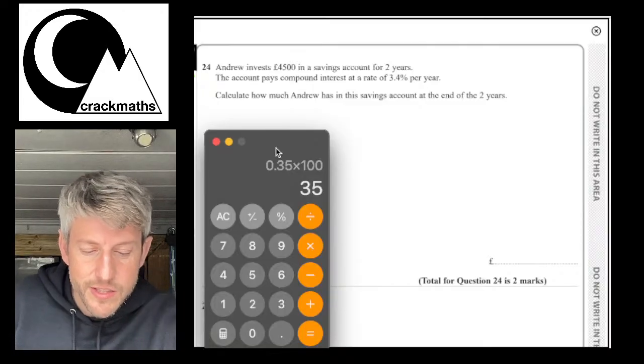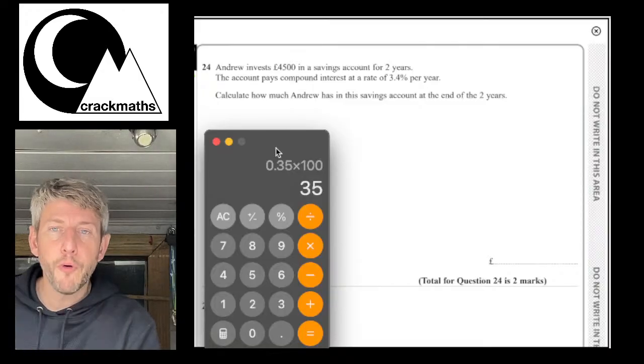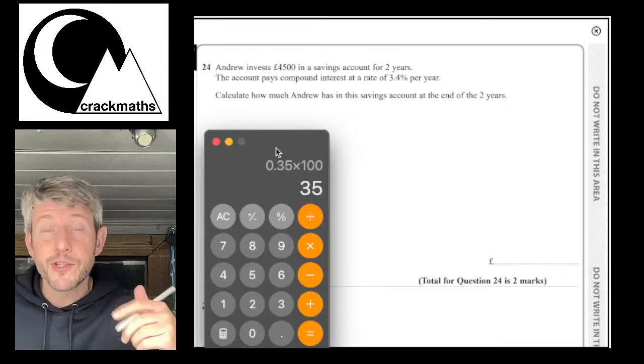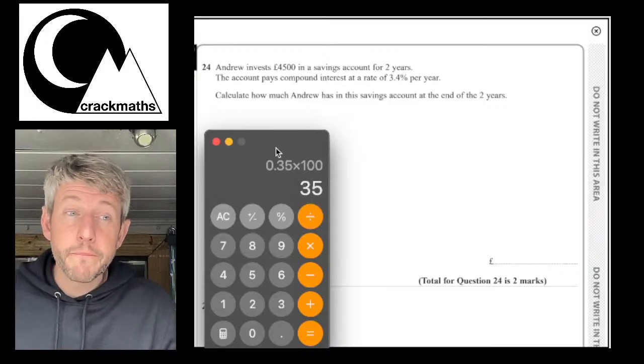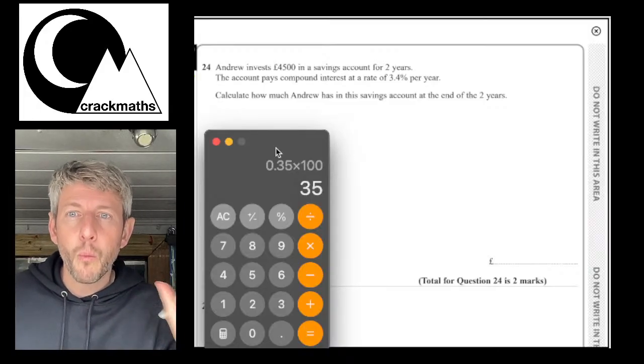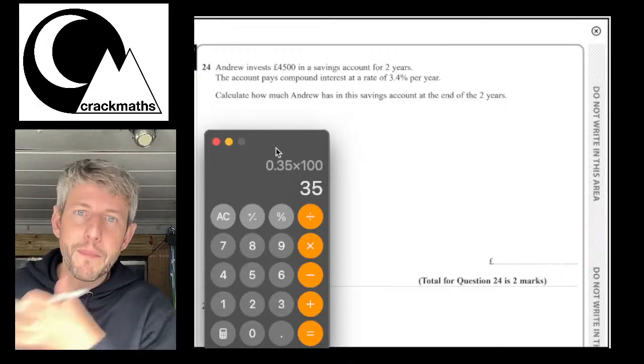Okay, so this is compound interest. Now for this, we want to use the percentage decimal multiplier equivalent method. So what we're first of all going to do is think about what percentage of the amount we want each year.